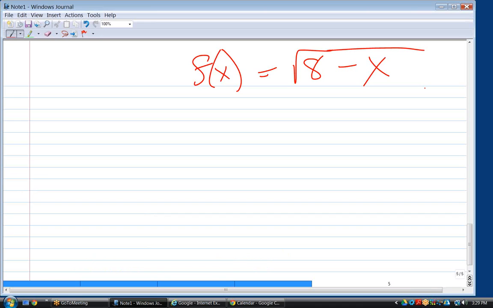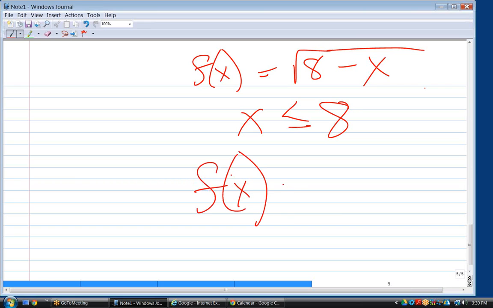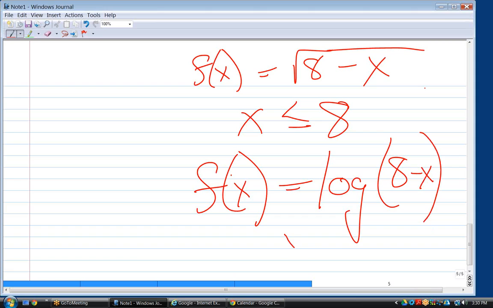No. What is that? So it has to be less than 8. Less than or equal to 8. Equal to 8. The reason equal works is because you can take the square root of 0. If I had this problem, the answer is x has to be less than 8.